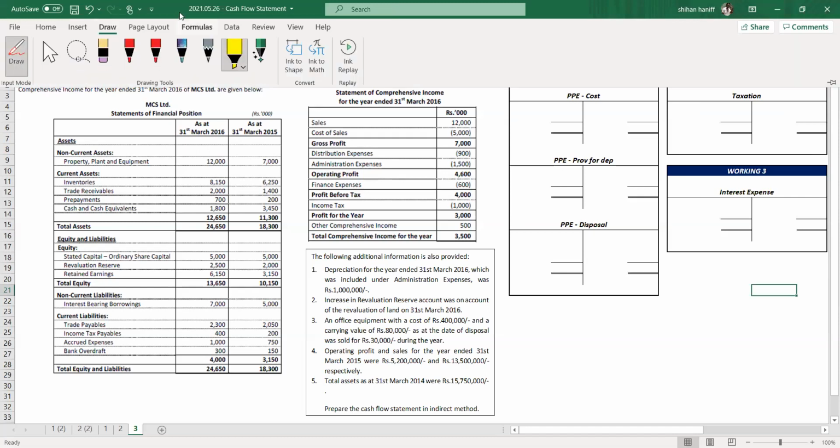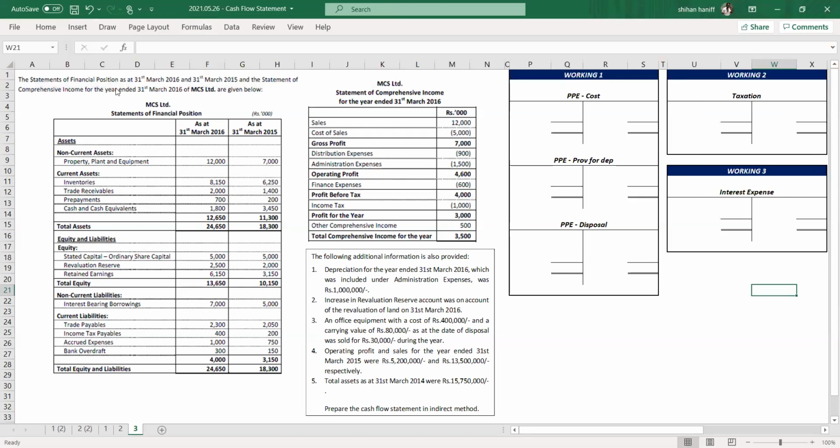Start the question. The statement of financial position, MCS Limited, statement of comprehensive income, and the additional information. So first step, we draw the format.